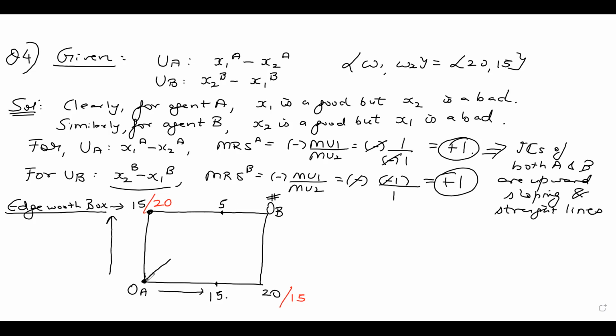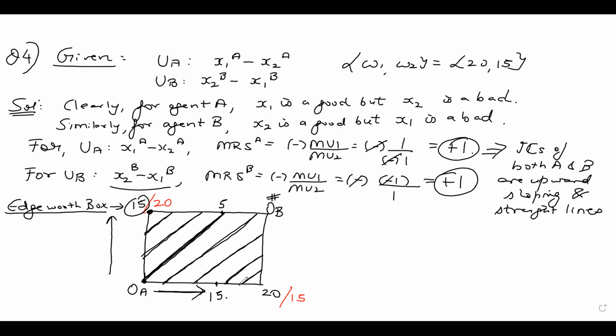So if I join this point with this point, this is going to be a 45-degree line. Because for this 45-degree line, the height is also 15 and the width here is also 15. The length is also 15. So this will be my 45-degree line. And then I can draw all other lines parallel to this line. So these are all the family of A's indifference curves.